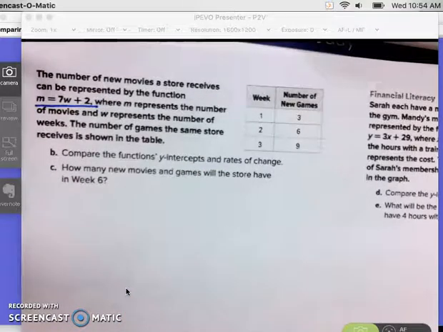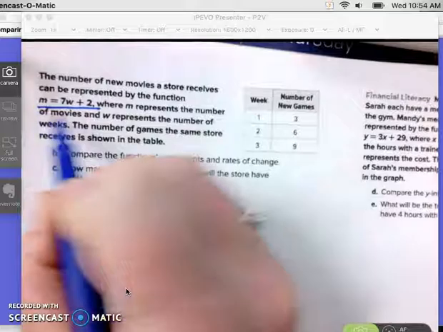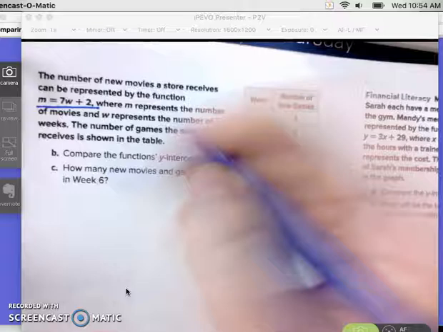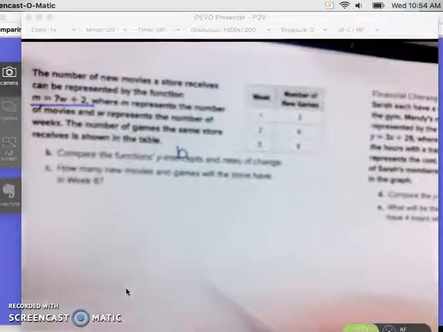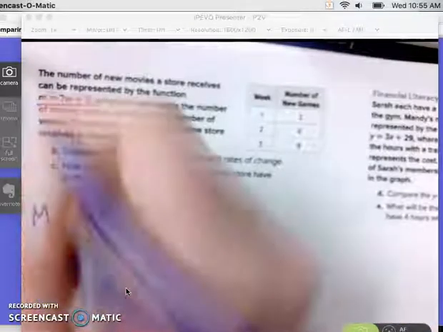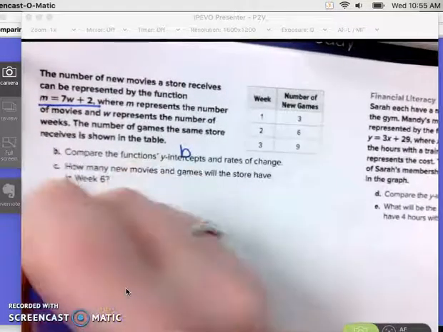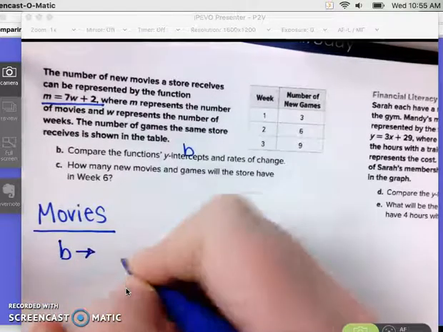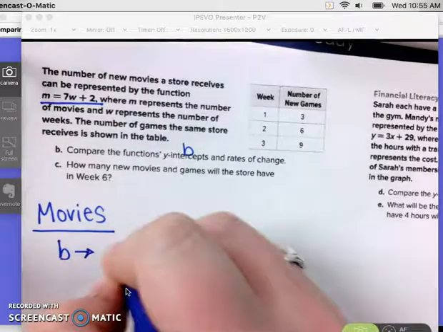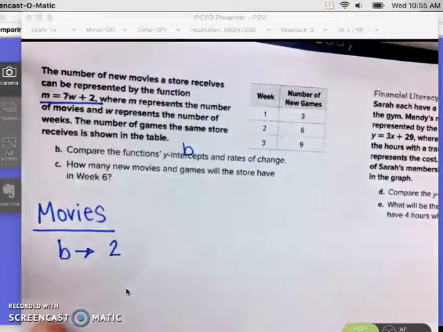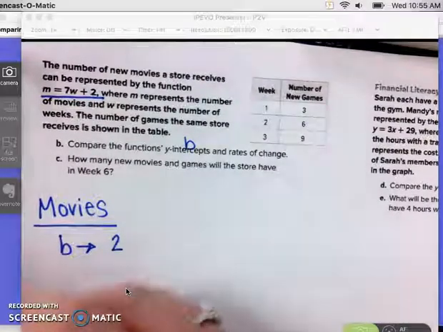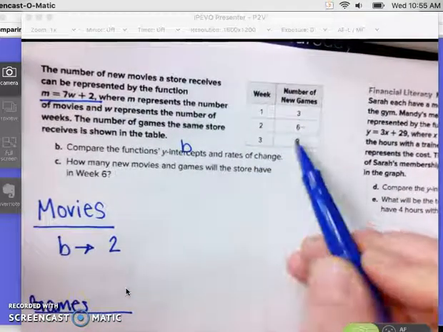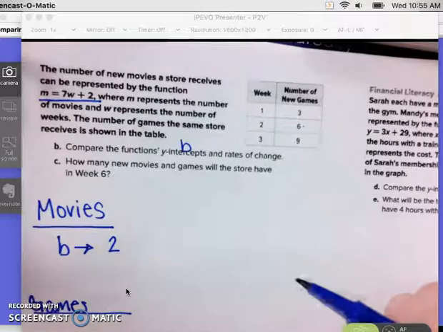Well, first, the y-intercept of m equals 7w plus 2 would be that plus 2, right? So the b is that plus 2. So here, let's look. The movies is the equation. So we're going to do the b. It starts with 2. And then the games, it doesn't tell us where it starts, right? So we're actually going to have to figure that out.